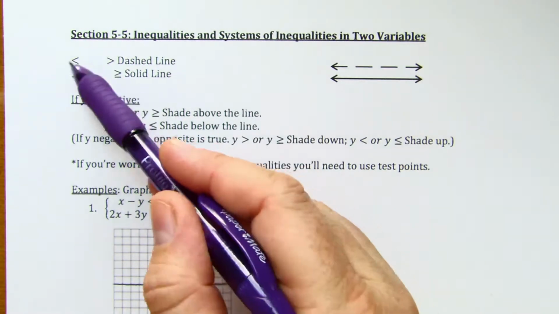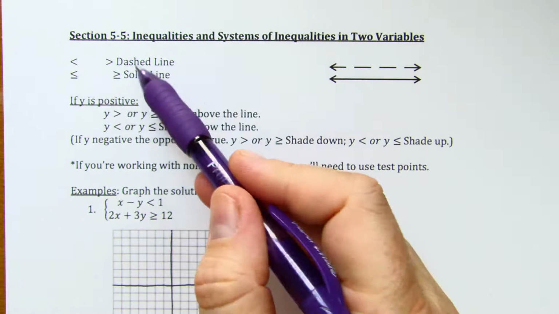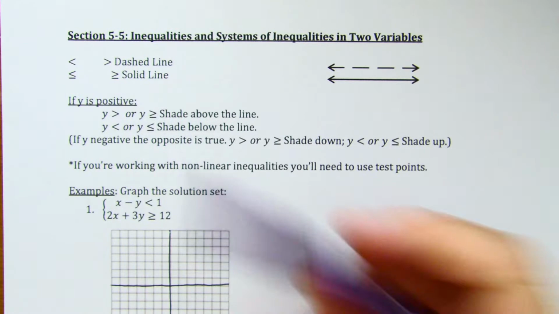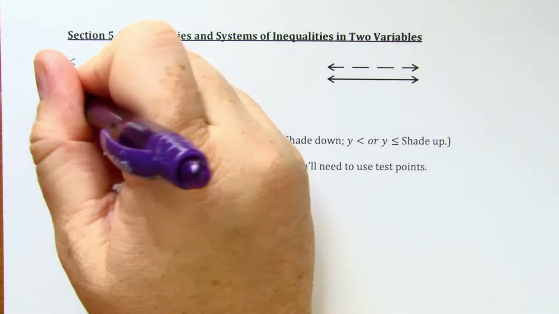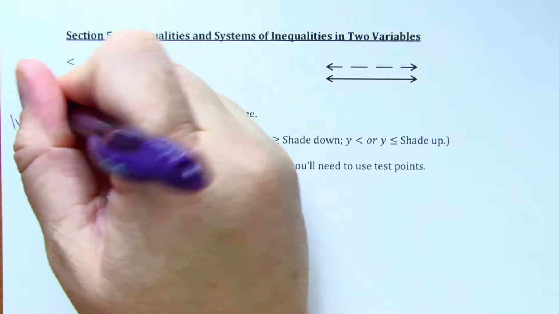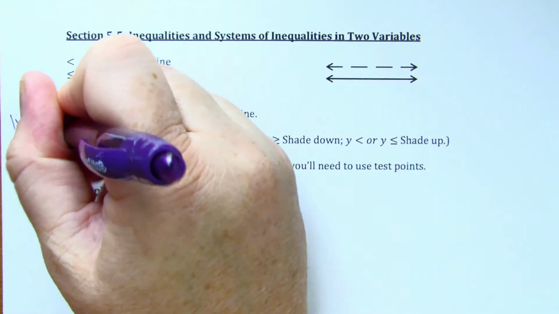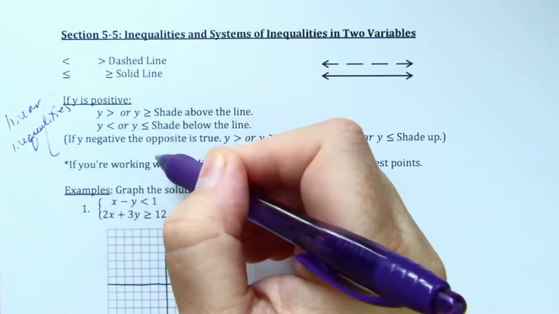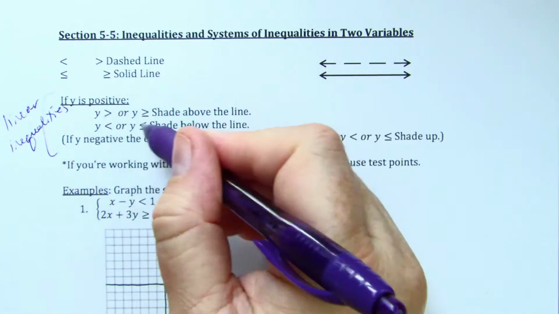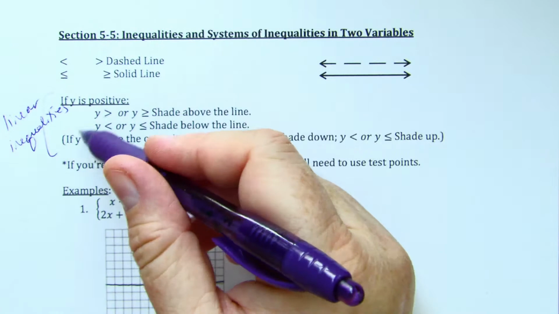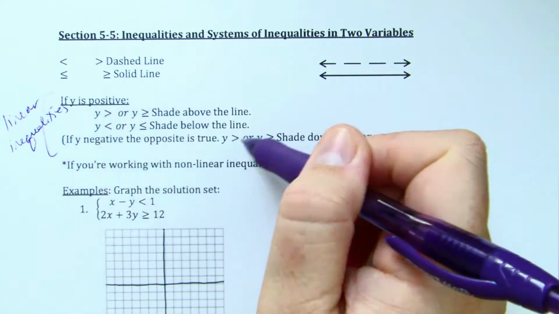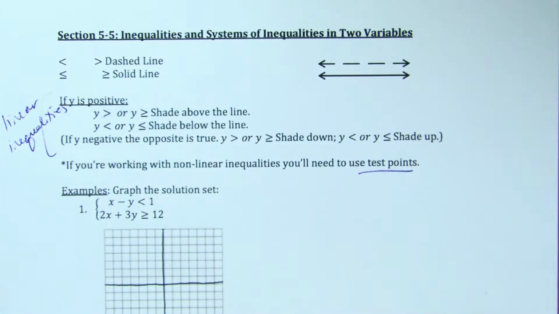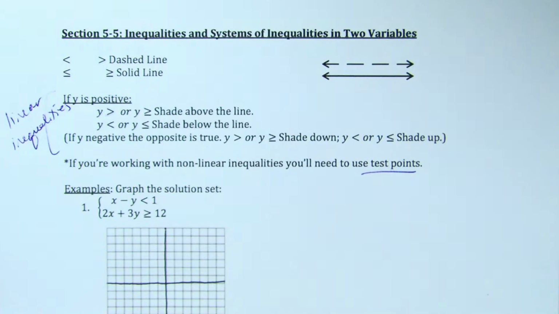First thing, if we have an inequality without that equal to sign, we need to make sure we're drawing a dashed line. And if we have the line underneath, we need to make sure we're drawing a solid line. And if we're talking about a linear inequality, so this is just for linear inequalities, if the inequality is pointing towards the y, you're going to shade above the line. If it's pointing away from the y, you'll shade below the line. And this is only true if y is positive. If y is negative, then you do the opposite. Now, if you're working with nonlinear inequalities, you're going to need to use test points instead of just using this shading up and down thing.